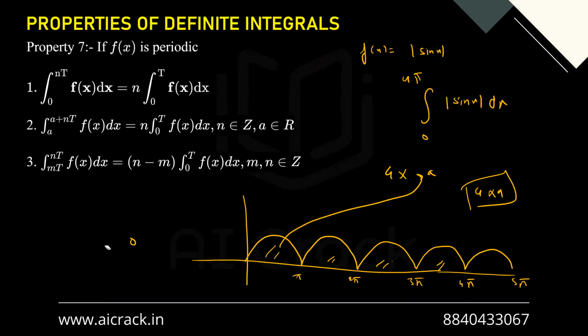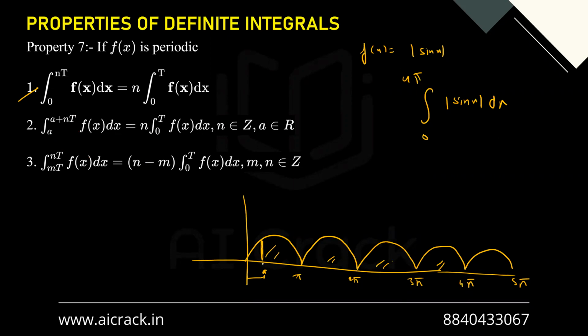Now similarly, let's try to understand the second property. The first was understood based on the cycles. In this case, we are going from a to a plus nT. Again, a similar kind of thing. Let's say this distance is a, and we are going n cycles after a. This is what this means, right? We are going n cycles after a.